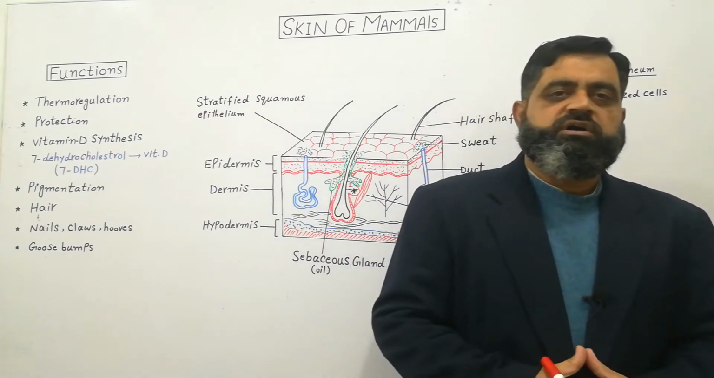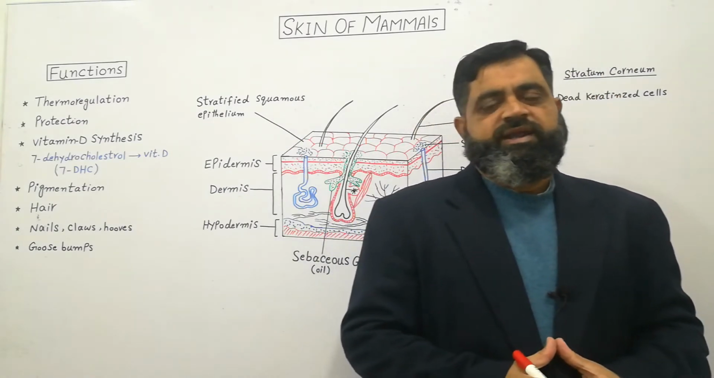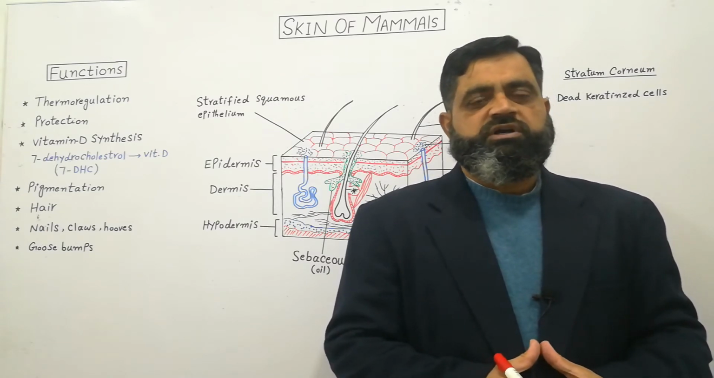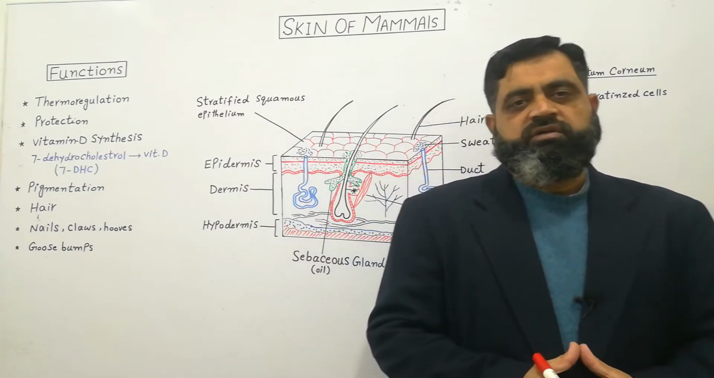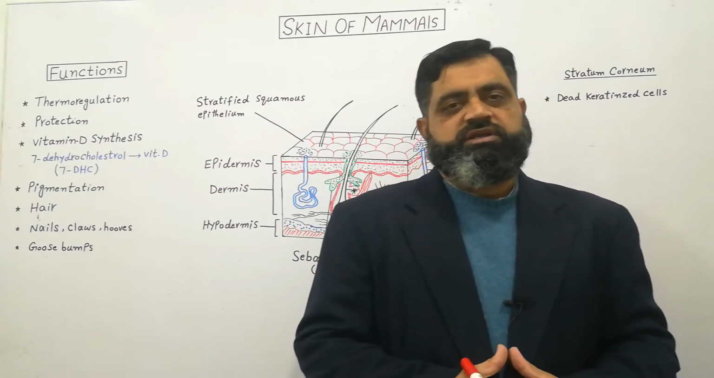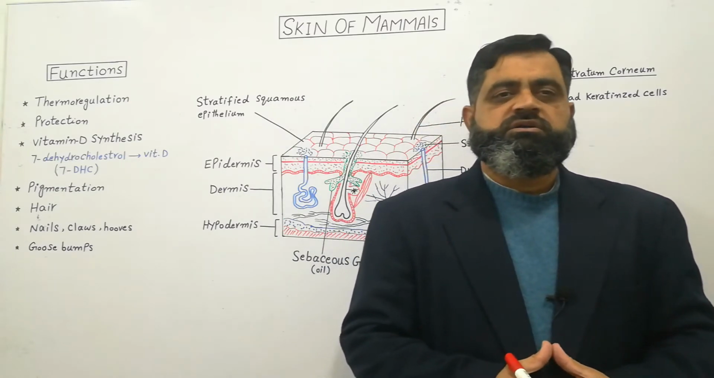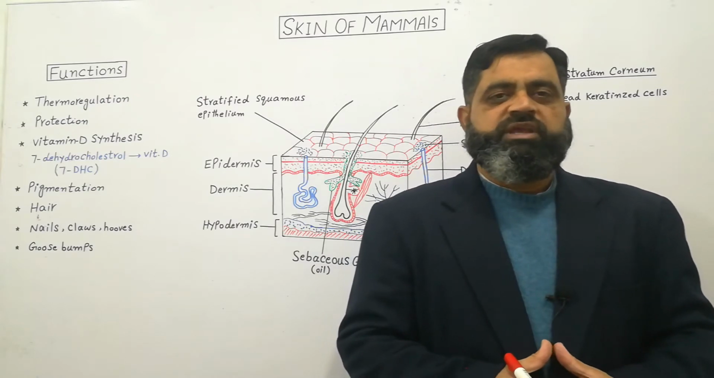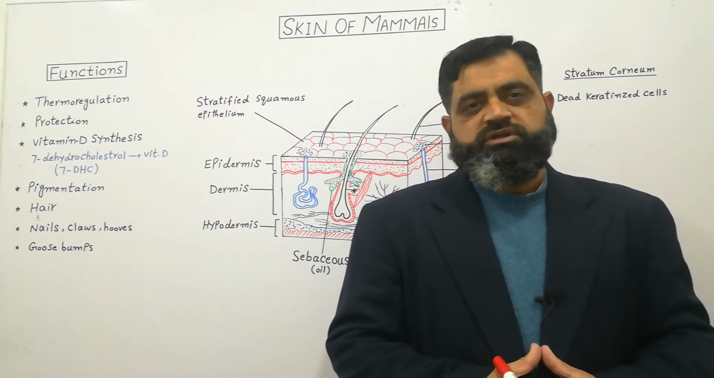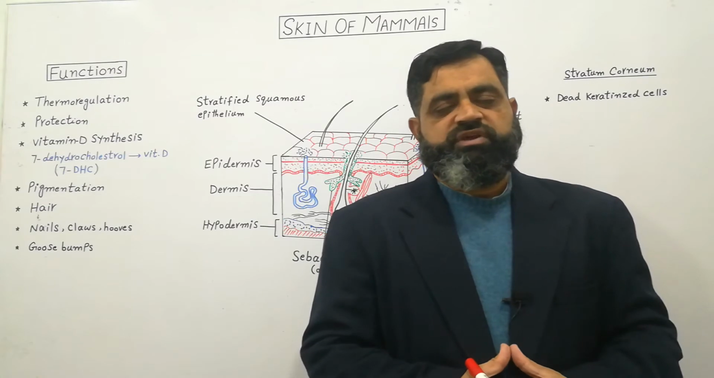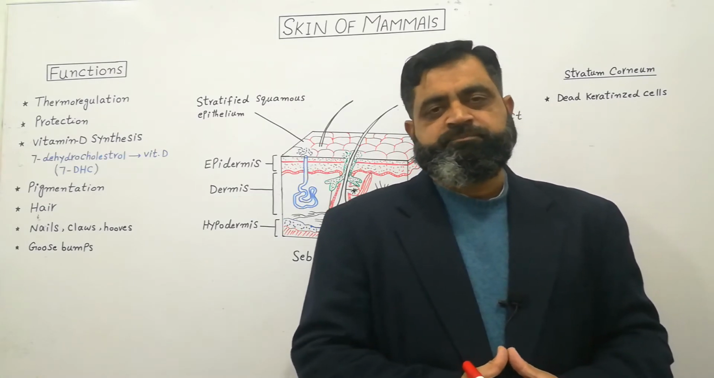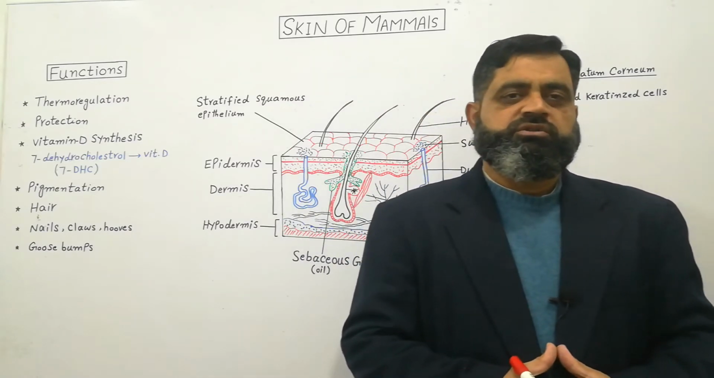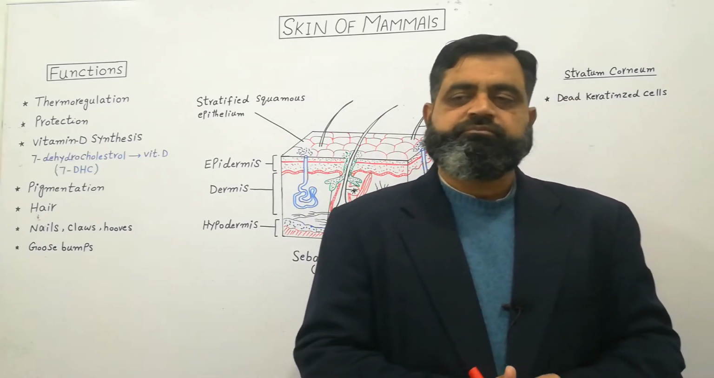This layer of dead cells makes an insulating layer on the surface of some mammals like rhinoceros, elephant and some other mammals. This stratum corneum protects the organism from dehydration and from microorganisms. So it is the first line of defense on the body of some mammals. But this stratum corneum is not present on the surface of human beings.